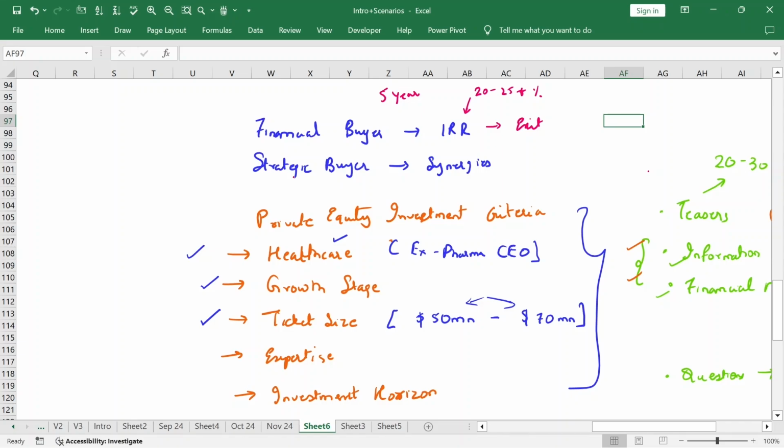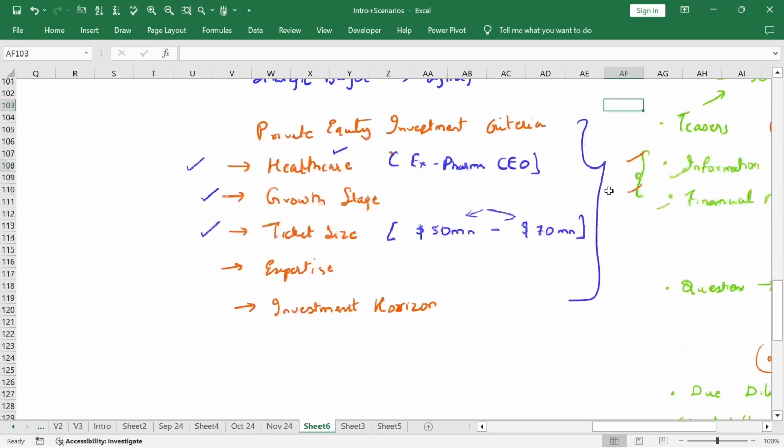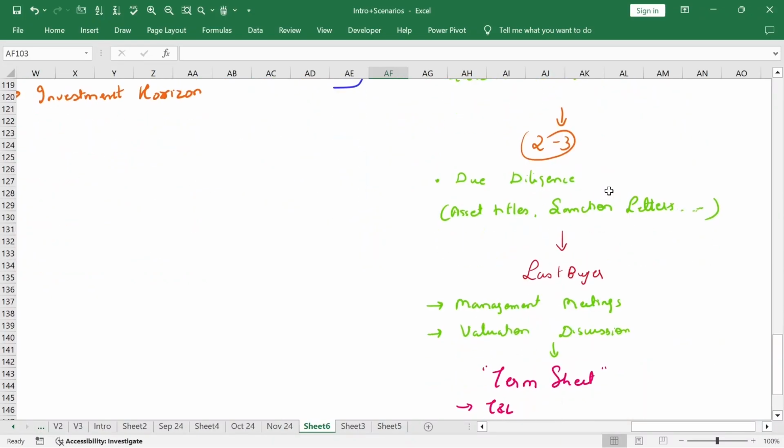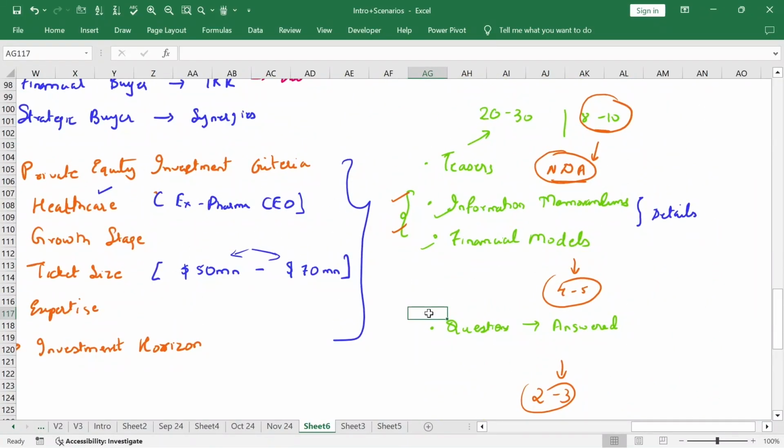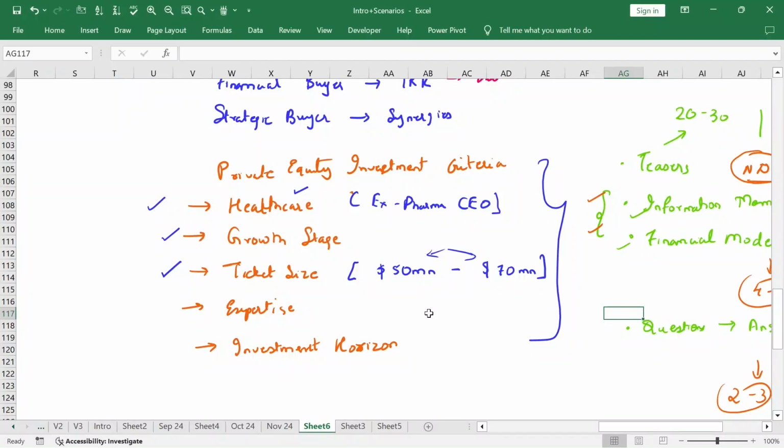Everyone with me? Are we understanding this? Yes or no? Did we understand what your role as an investment banking analyst sitting in the private equity group could look like? Any questions so far? Are we good? Yes, no, maybe. Did everyone understand? Yes. Yes, sir.